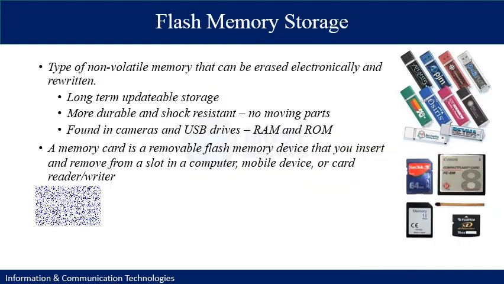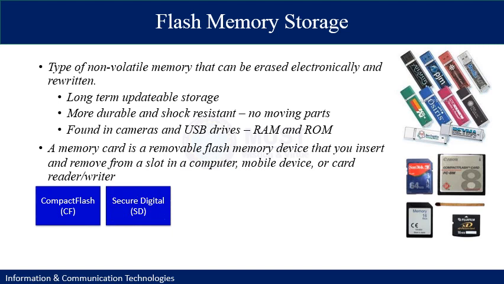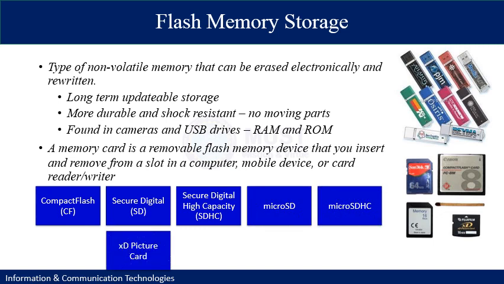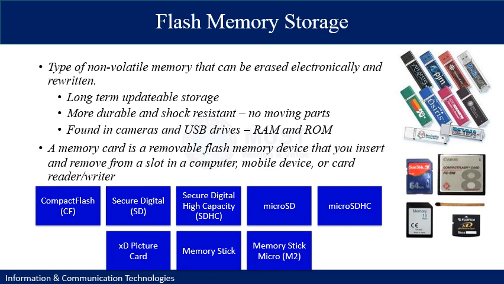Along with the storage drives, we have different kinds of memory, and one of the famously known memories is flash memory storage. It is a non-volatile type of memory, and it can be erased electronically, and you have the ability to rewrite the information on flash memory. Flash memory is a long-term and updatable storage. It is more durable mainly because it does not contain moving parts, and it is also shock resistant. Flash memory is present in different formats in cameras and USB drives.